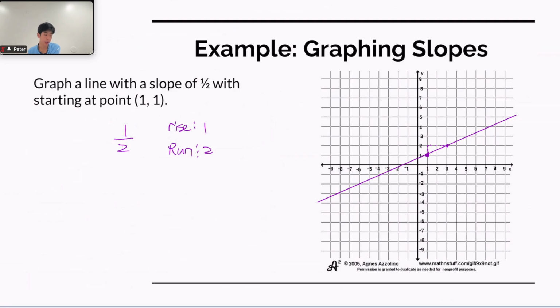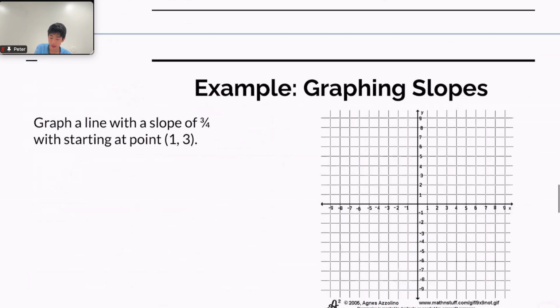And you run right or left. The denominator will always be the run. The rise will always be the numerator. Let's take a look at another example.